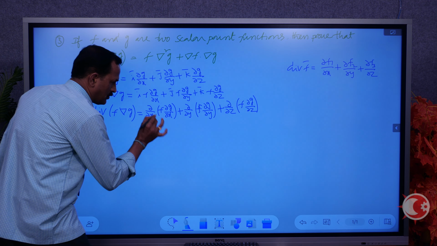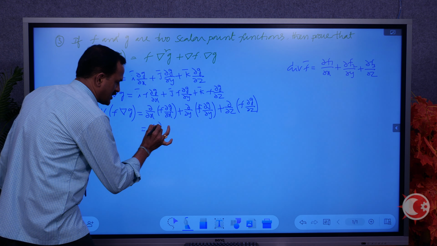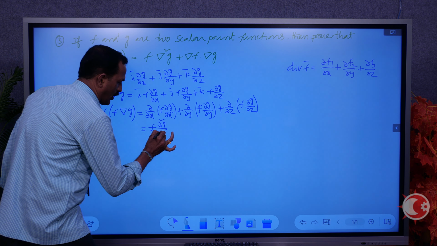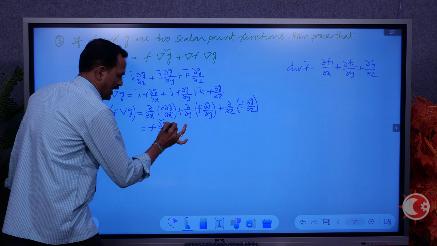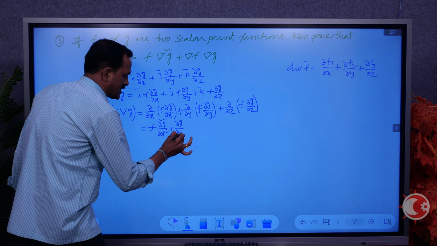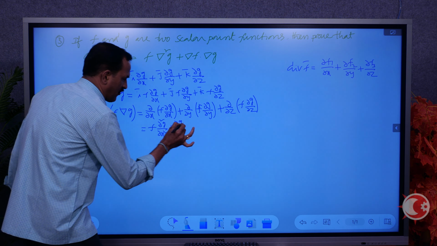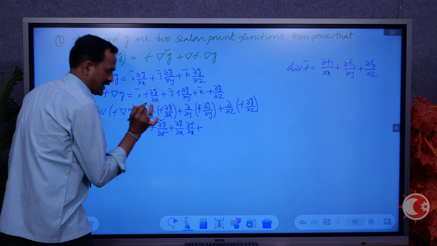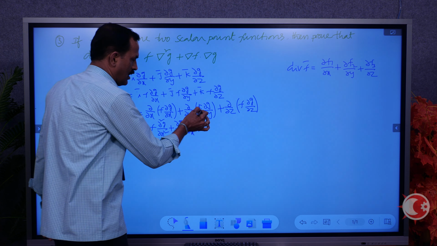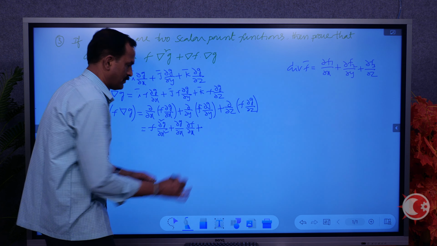So f into ∂/∂x of ∂g/∂x, that is ∂²g/∂x², so f into ∂²g/∂x², plus ∂g/∂x as it is, times ∂/∂x of f, which will be ∂f/∂x. We are applying the derivative UV formula for that.